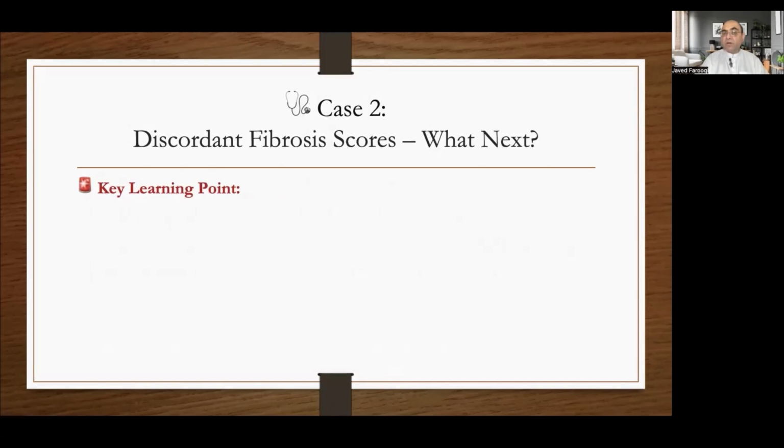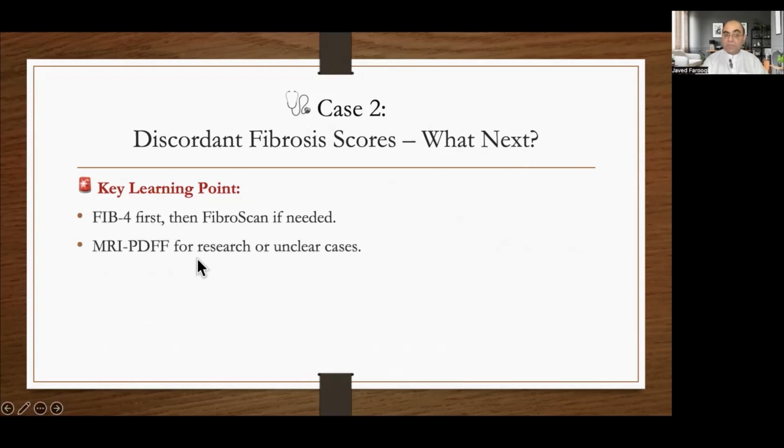In case of discordant fibrosis scores, the key learning point is that FIB4 is first, then FibroScan if needed. MRI PDFF for research or unclear cases.